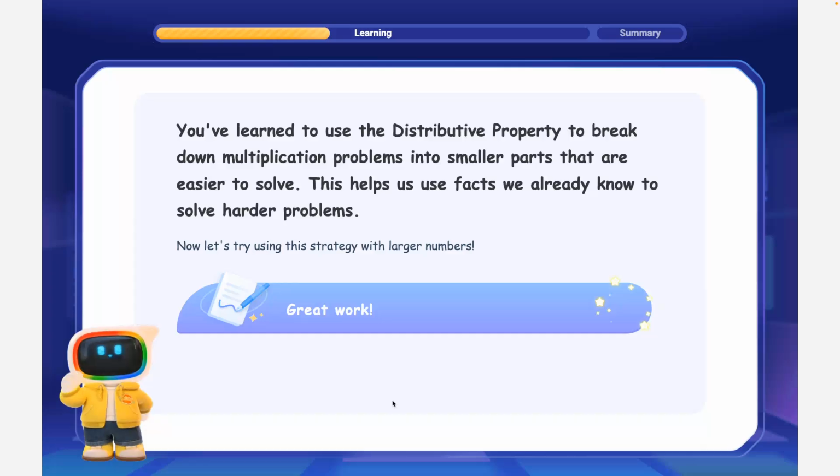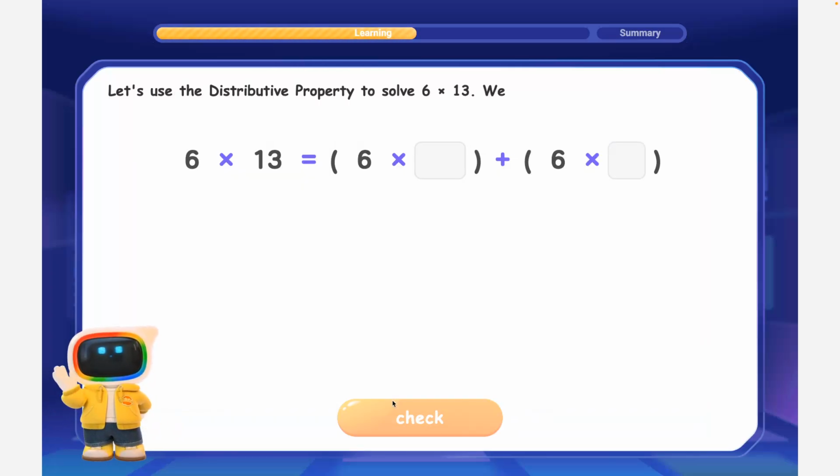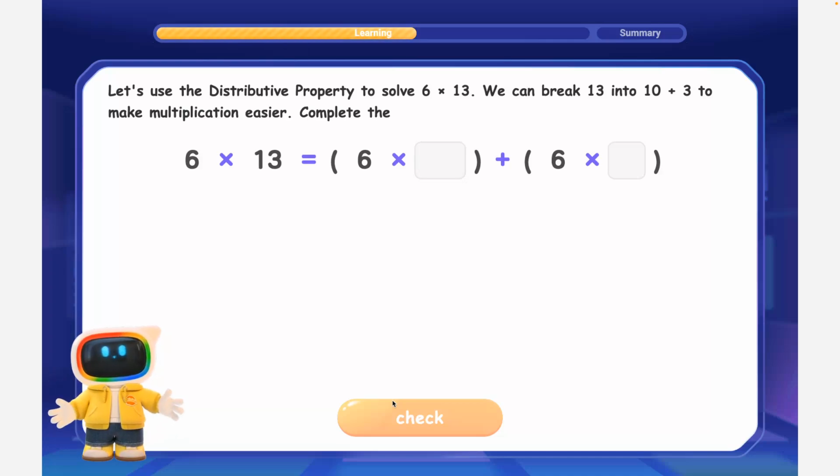Now let's try using this strategy with larger numbers. Let's use the distributive property to solve 6 times 13. We can break 13 into 10 plus 3 to make multiplication easier. Complete the equation.